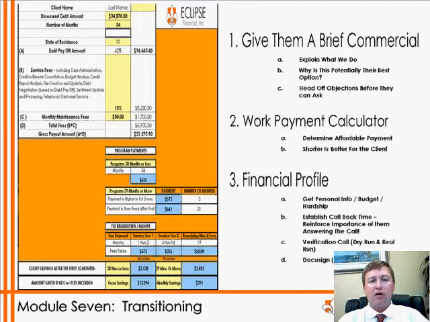Set up your time to complete the enrollment, establish a callback time, and reinforce the importance that they take that call.